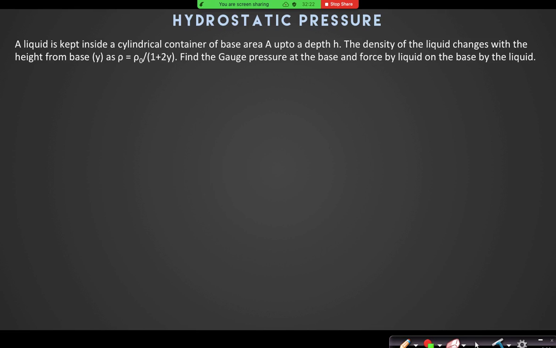What is gauge pressure? Gauge pressure is pressure other than the atmospheric pressure. Net pressure is atmospheric pressure plus liquid pressure. Gauge pressure is only the pressure by the liquid.